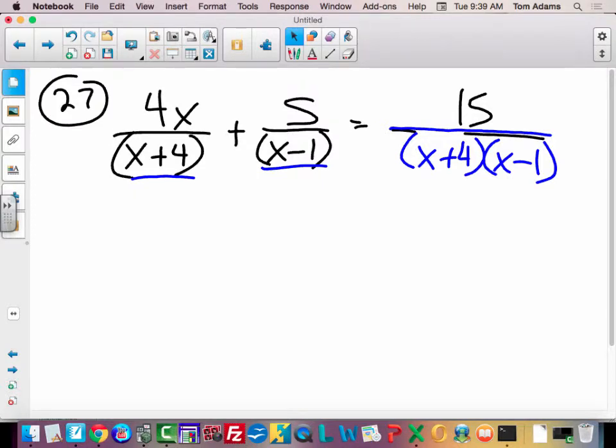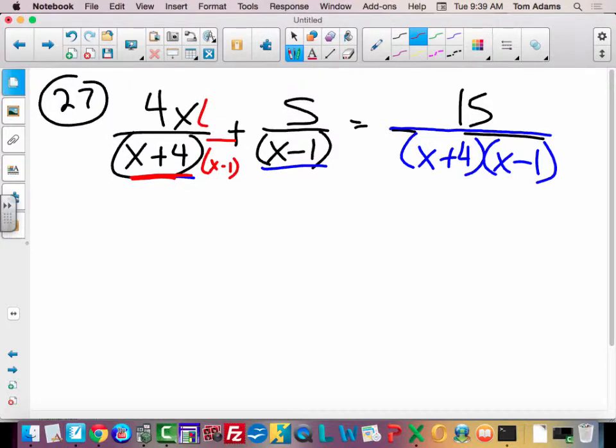So now I need a common denominator. What's this missing over here? What's this missing? X minus 1. So I'm going to hit this with an x minus 1 all over x minus 1. I got to multiply that out. So I get 4x squared minus 4x. Is that right?